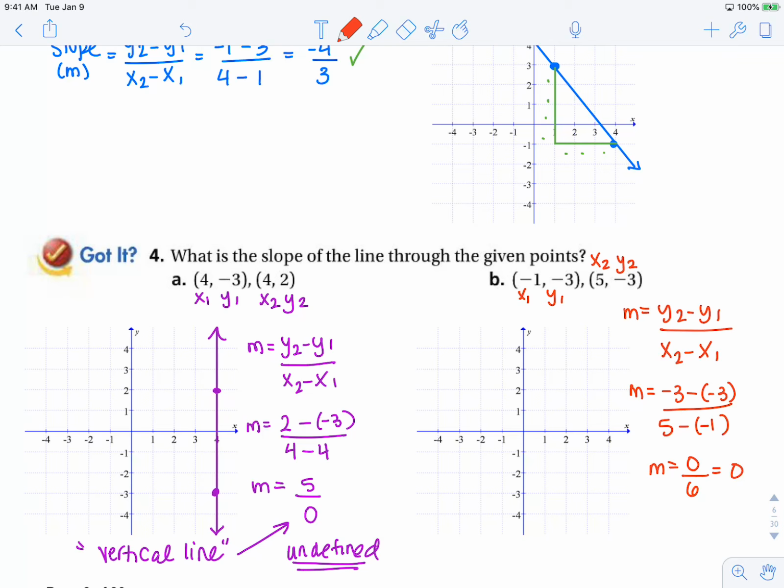So let's plot this to see what this looks like. (Negative 1, negative 3) and (5, negative 3). If we draw this line, a flat line like this is called a horizontal line, and they always have a 0 slope.